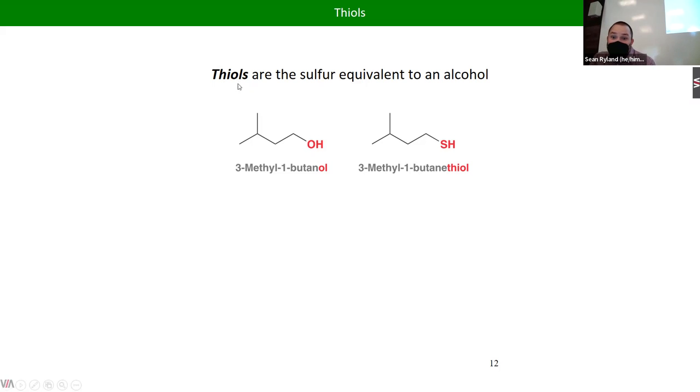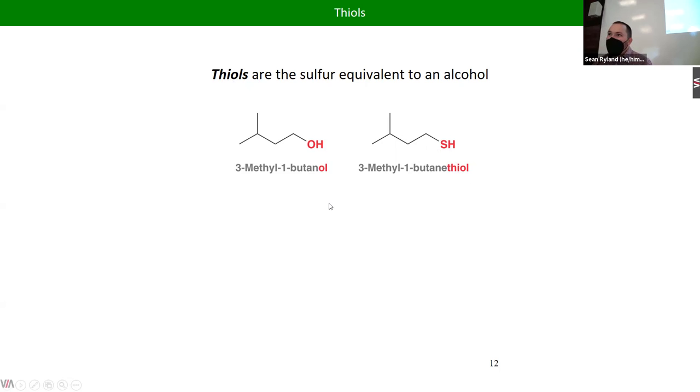And naming these, though, is really easy. Remember when you were first learning polyatomic ions, I probably said something along the lines of, if you see thio, it means you took an oxygen and replaced it with a sulfur. The Greek word for sulfur was something like thio. So a thiol just means it's an alcohol except with a sulfur instead of an oxygen. And you name them the exact same way, except instead of saying butanol, you say butanethiol.